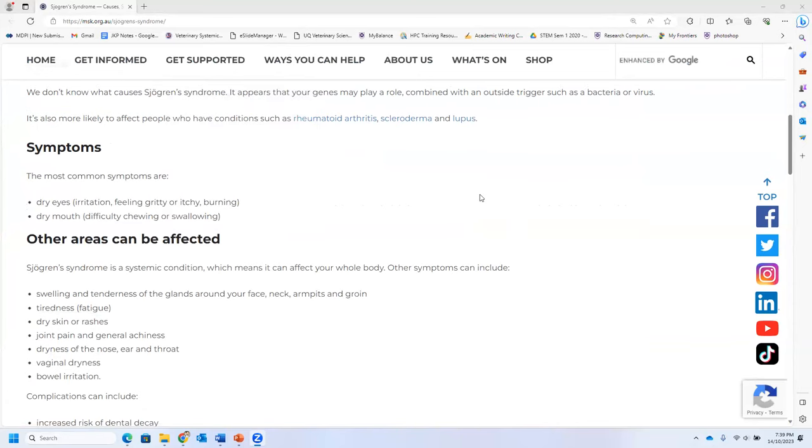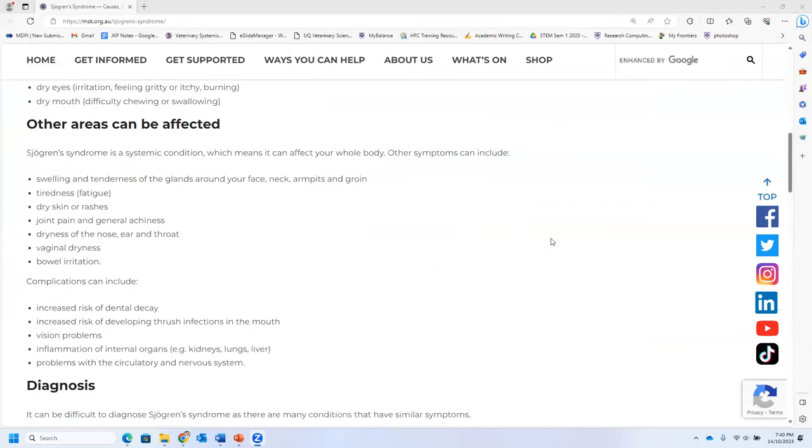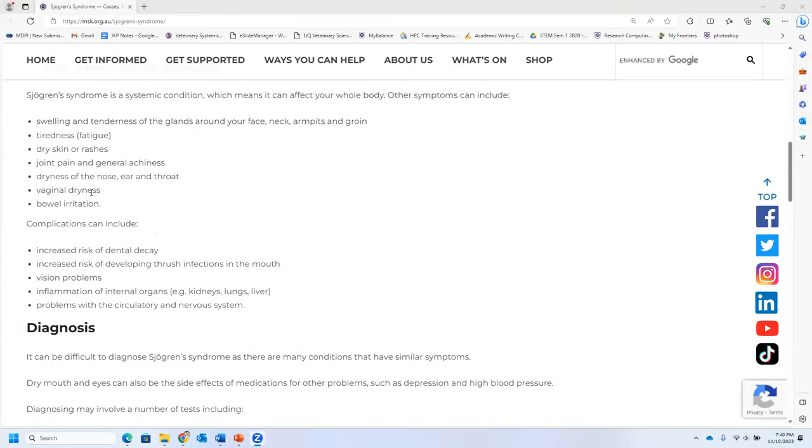It's more common in patients who already have some autoimmune disorders like rheumatoid arthritis, scleroderma, or lupus. Common symptoms are dry eyes and dry mouth. Other areas which can be affected are swelling and tenderness of the salivary glands around the face, neck, armpits, and groin region. Tiredness, which is a kind of constitutional symptom. Dry skin and rashes, joint pain, general achiness, dryness of the nose, ears, and throat. Vaginal dryness is a very common symptom in females. They can come to you with dyspareunia or sometimes with tears as well. So this is one of the symptoms you might be looking for, as Sjögren's syndrome is more common in females.